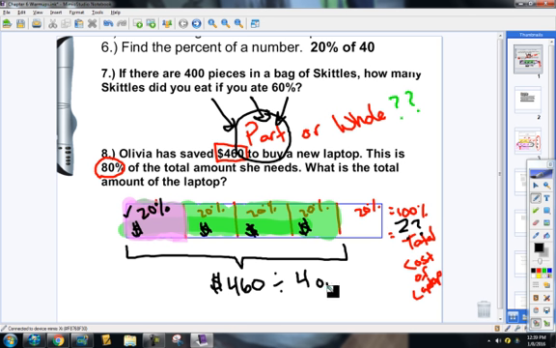460 divided by... Okay, this is the one people get wrong. What do you guys think? Is it going to be 460 divided by 5? Who thinks 460 divided by 5? Okay, who thinks 460 divided by 4?